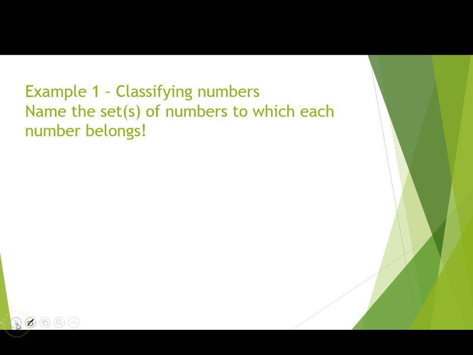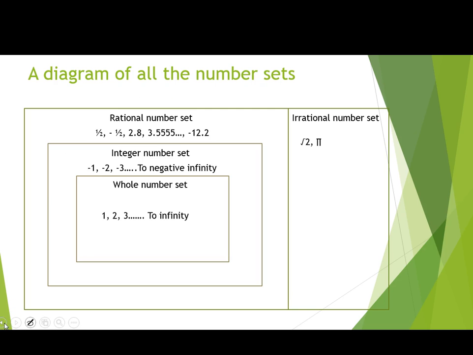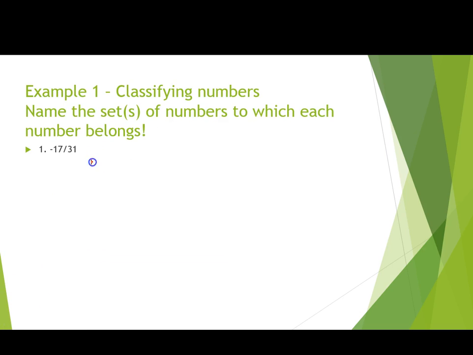Okay, so we're going to try to classify numbers based on which set they belong to. The first one is -17/31. Now imagine that we have that box back. Which set would be -17/31? It wouldn't be the whole numbers because that's 1, 2, 3, 4, 5, 6, 7, 8, 9, 10. It wouldn't be the integers either. It's actually going to be rational. Rational numbers can be negative also. So we would write rational.